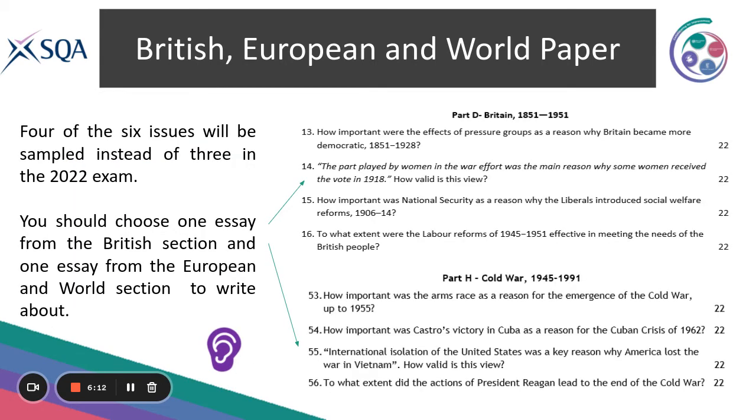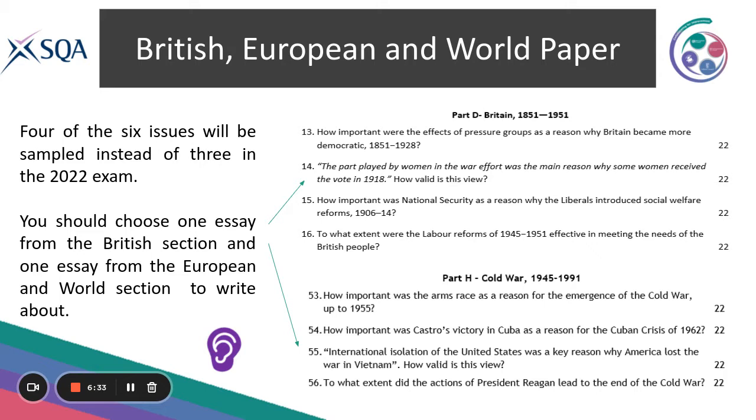So this is how your exam is going to look, okay? You're going to have 4 options per section. You should choose 1 essay from the British section and 1 essay from the European and World section to write about. Now this person here has gone for the women essay: the part played by women in the war effort was the main reason why some women received the vote in 1918. How valid is this view?